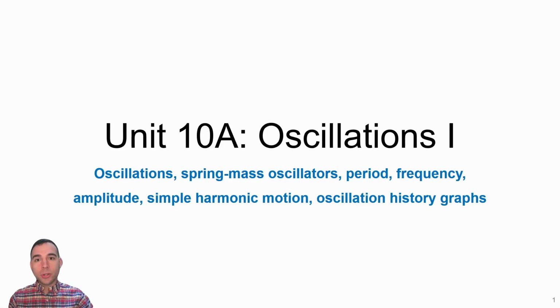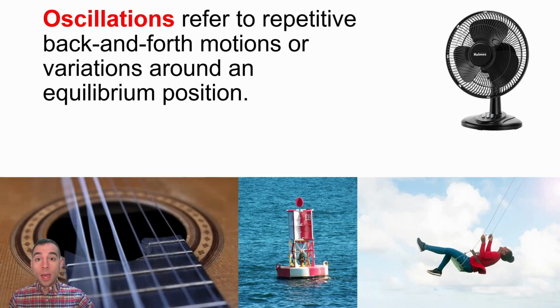Unit 10A is our introduction to oscillations. Oscillations, or oscillatory motion, refers to the repetitive back and forth motion between 2 points. Some objects that behave as oscillators would be like a guitar string, which vibrates back and forth, a buoy, which rises and falls with the waves of the ocean, or somebody on a swing, going back and forth between 2 points.